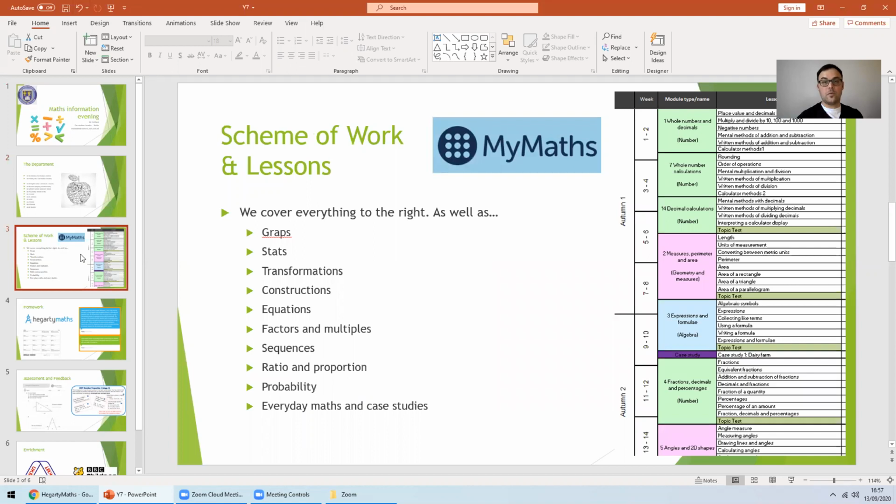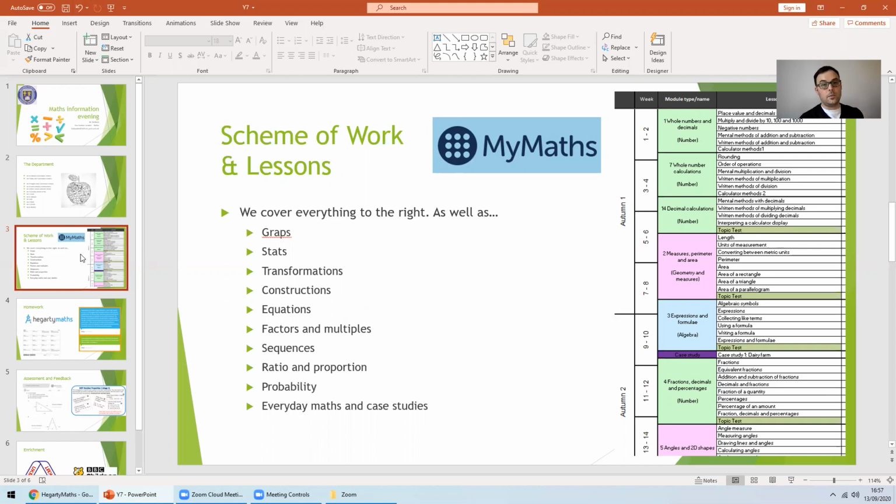In terms of the scheme of work and what lessons normally look like at Fulford in the context of maths, you can see on the right-hand side of the PowerPoint that we have the topics for the first 2 half terms: whole numbers and decimals, decimal calculations, measures, perimeter and area, expressions and formulae, and fractions, decimals and percentages. So we're covering a wide range of topics within these first few months. And then you can see on the left-hand side as well, all the other topics that we'll cover up to the end of the year.